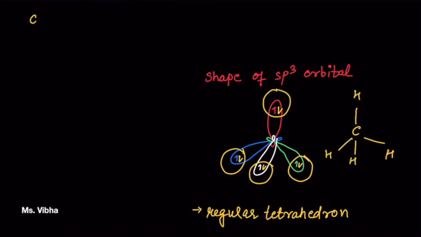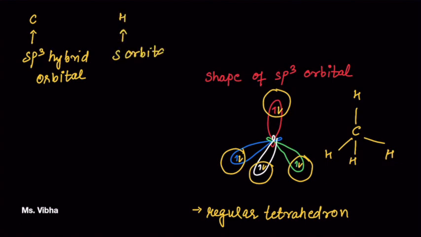We see that carbon has an sp3 hybrid orbital, which is overlapping with the s orbital of hydrogen. And how are they overlapping? They are overlapping by head-on overlapping, forming a sigma bond. So these are nothing but sigma bonds. And the bond angle between the carbon and the hydrogen is 109 degrees 28 minutes. So we can say that the shape of methane is tetrahedral.